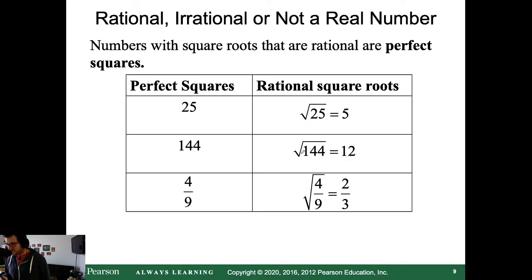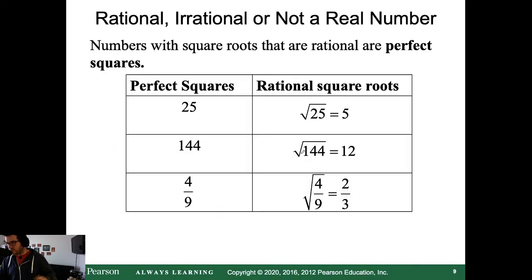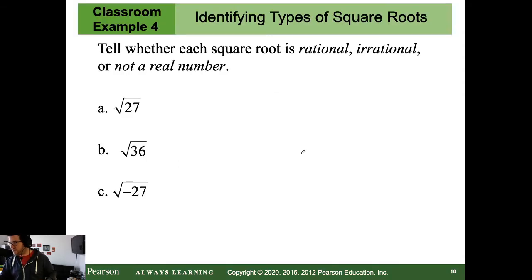So anyways, now we're going to talk about rational, irrational, or not irrational. So hopefully that makes sense. When you're asked to square a square root, you're just going to take off the radical sign. So here's some perfect squares. So we have rational, irrational, or not a real number. Okay, so here's the deal. I don't know what the next slide says.